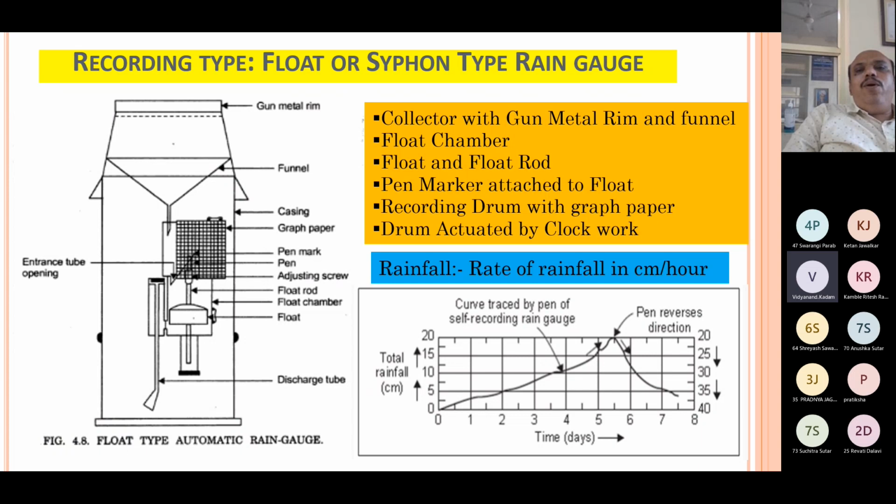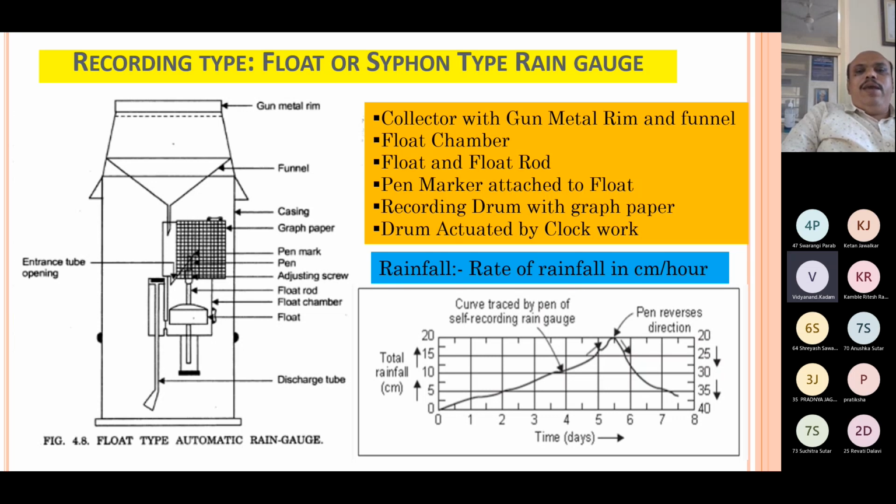Third is float or siphon type rain gauge, in which again we get the rate of rainfall in centimeter per hour, and the output of this rain gauge is in terms of the mass rainfall curve, which provides the data in centimeter per hour based on the time duration and intensity of rainfall. We can also work out the total rainfall for a particular day.